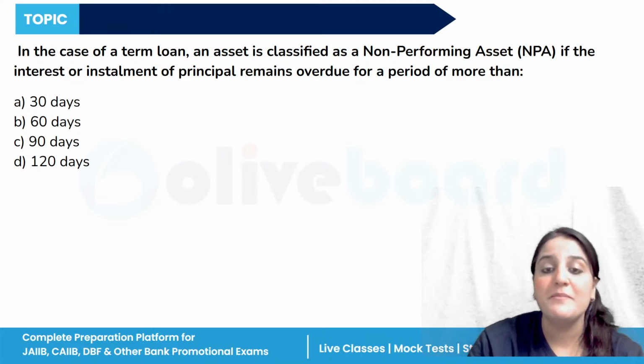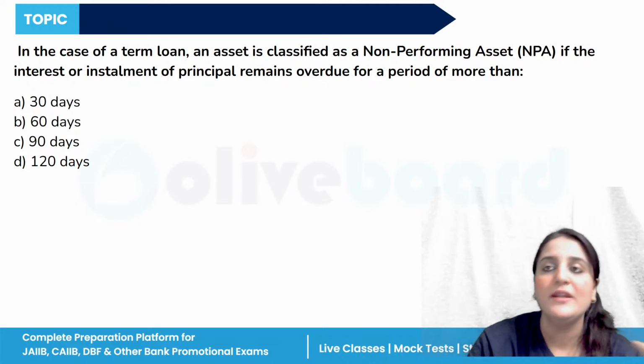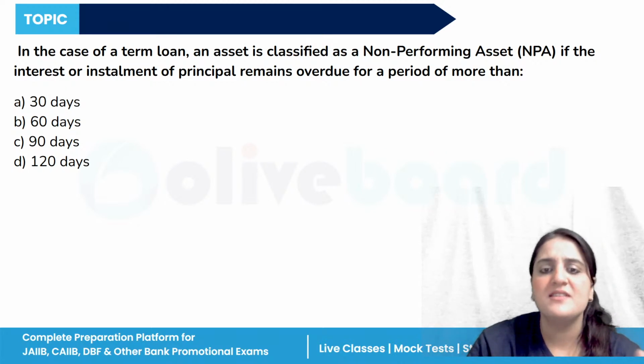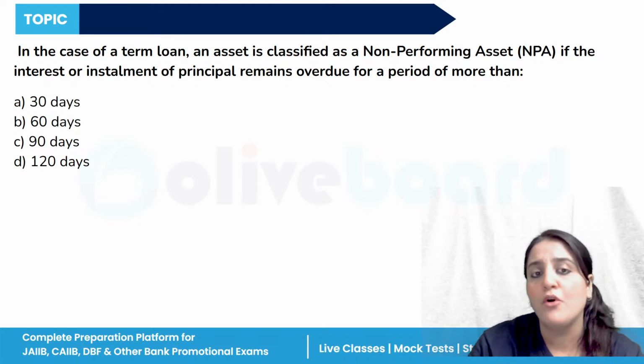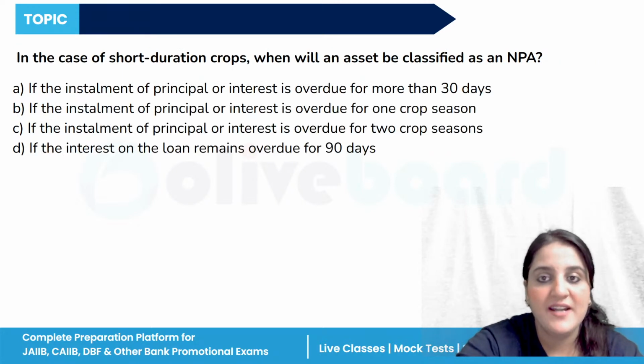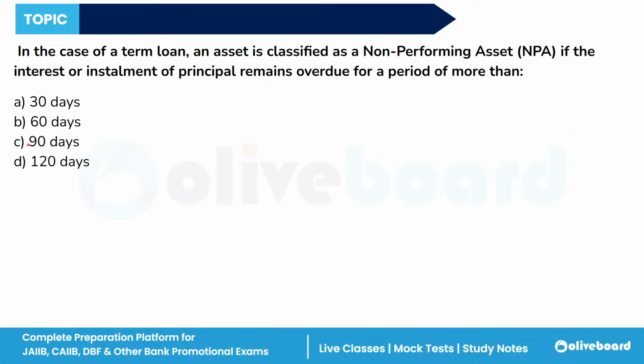The account remains out of order. We will discuss questions on out of order in respect of an overdraft and cash credit. A bill remains overdue for a period of more than 90 days in the case of bills purchased and discounted. So here which answer is correct? 90 days.